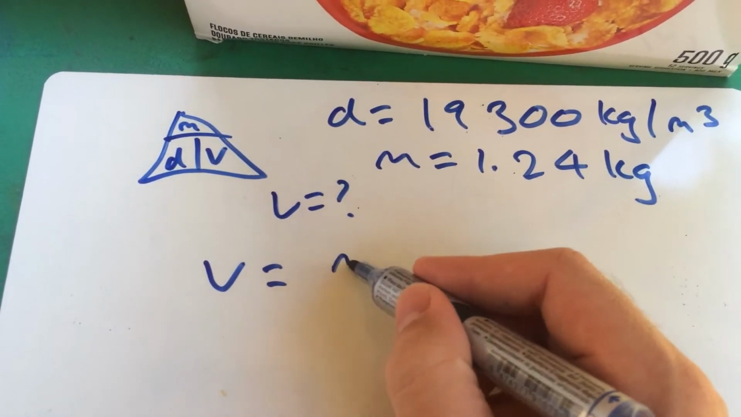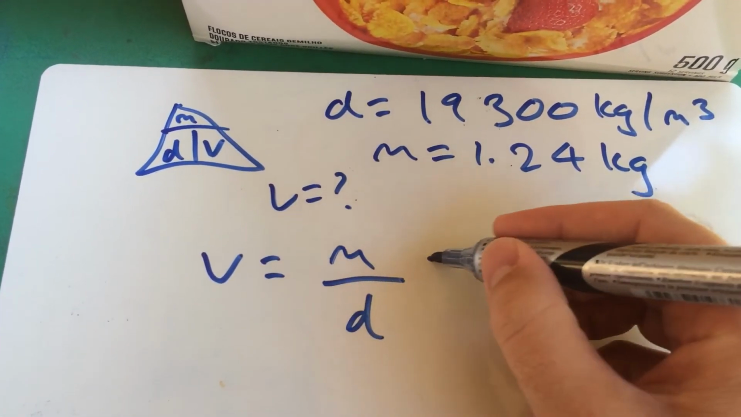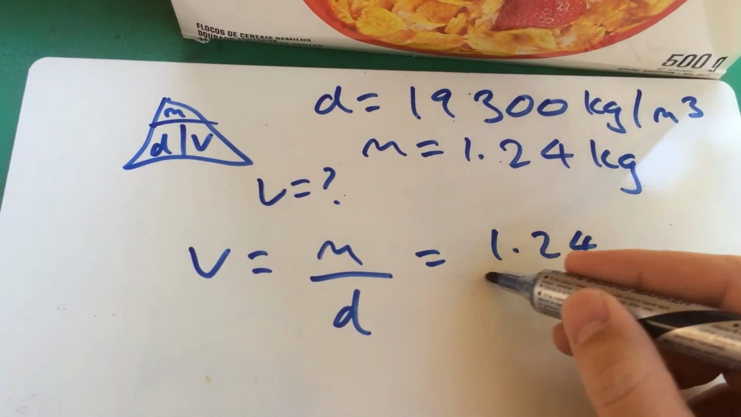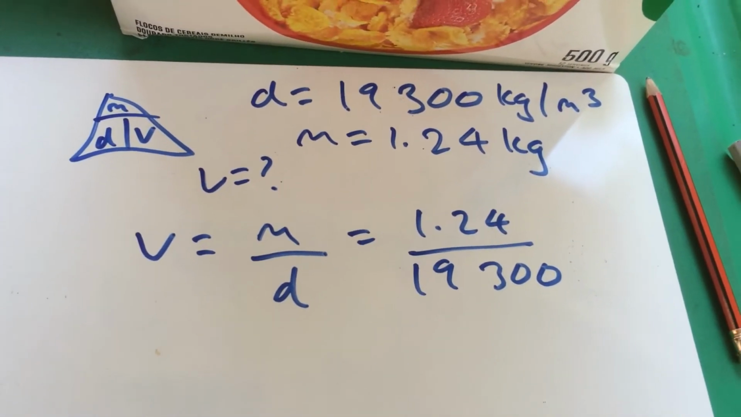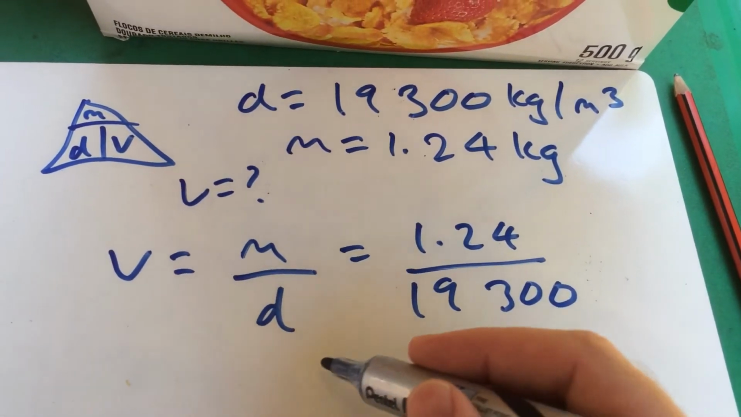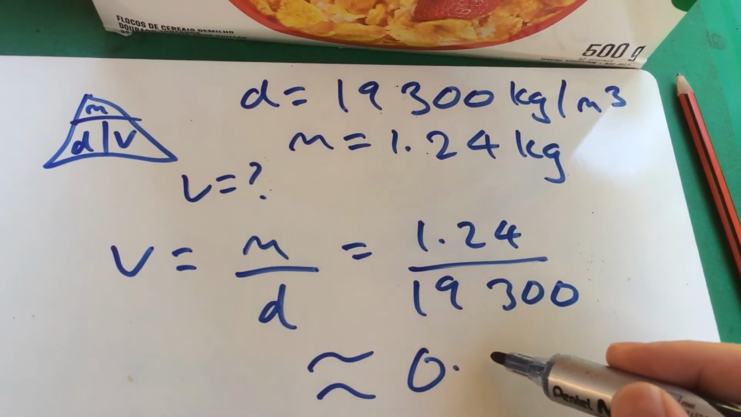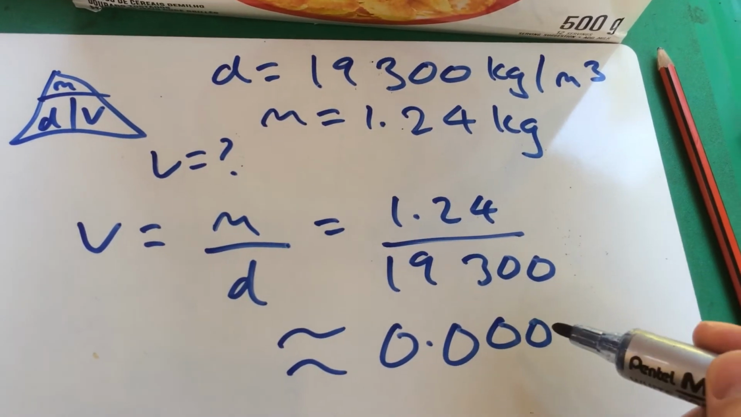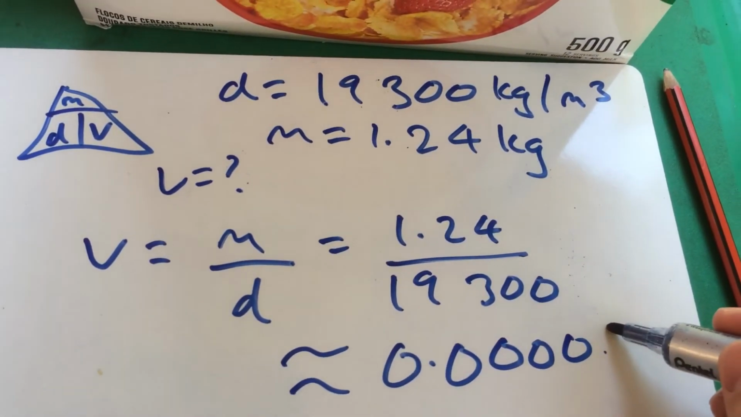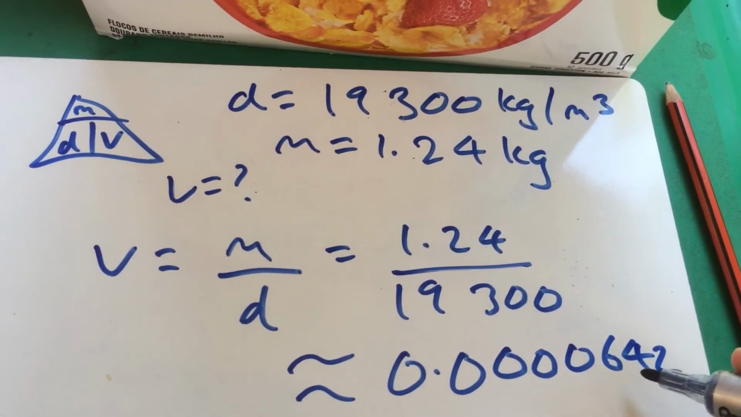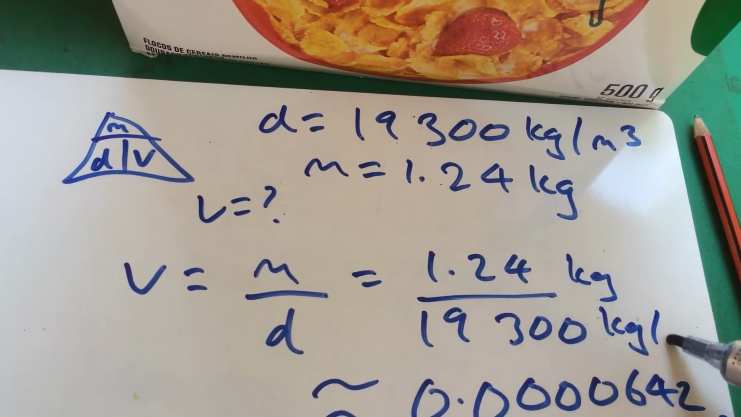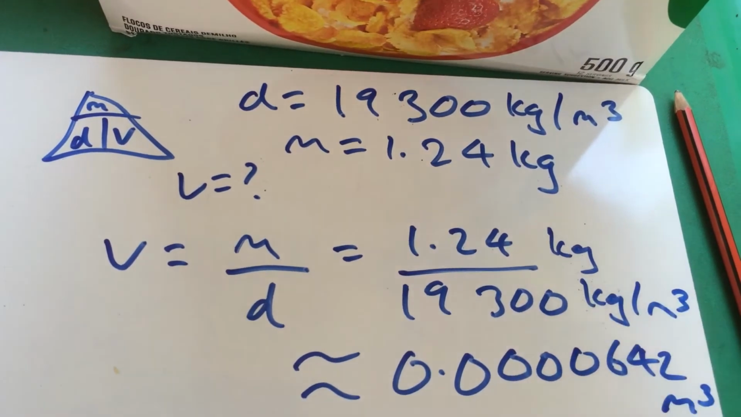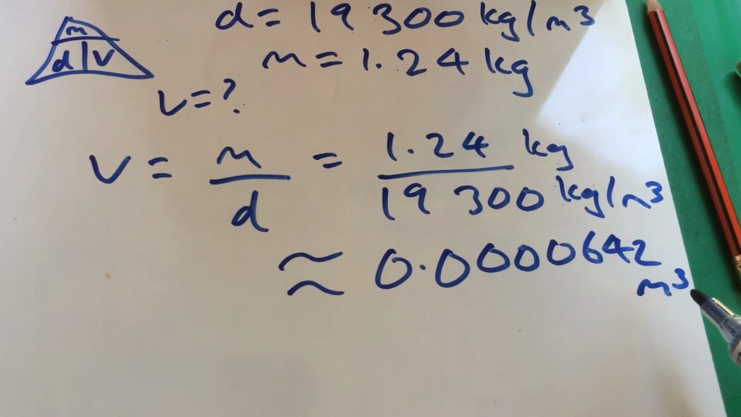So volume is mass divided by density, 1.24 kilograms divided by 19,300 kilograms per meter cubed. Roughly comes to 0.00, just got to make sure the right number of zeros there. Using your calculator, 642 meters cubed, because remember the kilograms would now have cancelled there in the units. That's how much the volume is.